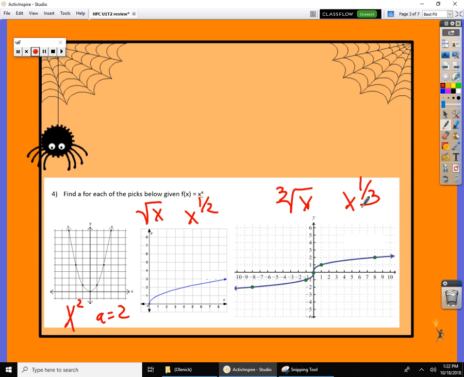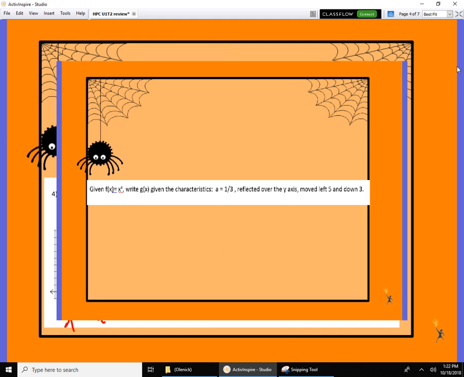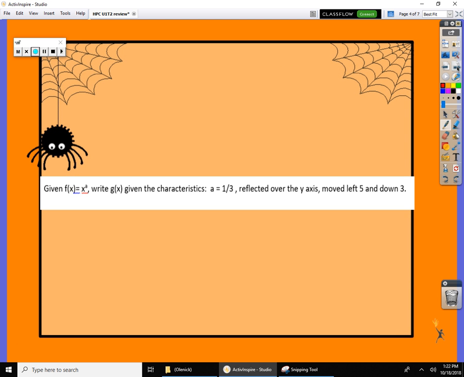Those are your parent functions. You should know your parent functions. Hopefully I did not delete the slide. Let's find out. All right, so that's the one I skipped. I put them out of order. Sorry. Okay, so this takes you down memory lane. This is from Algebra 1, Algebra 2, and Geometry. All discuss this.